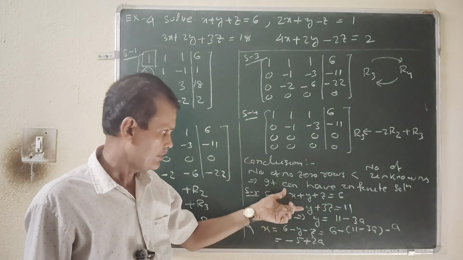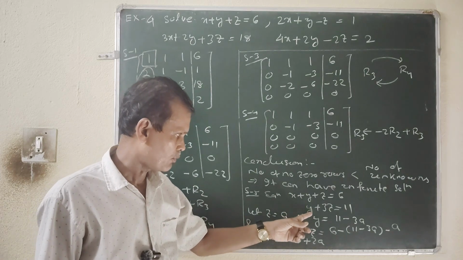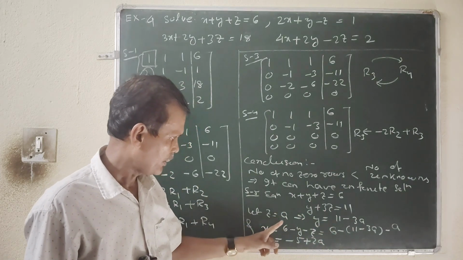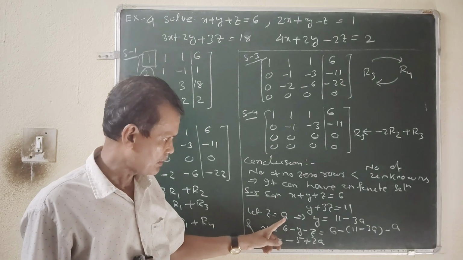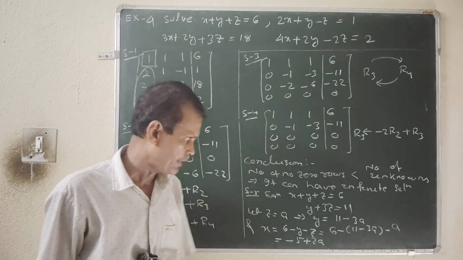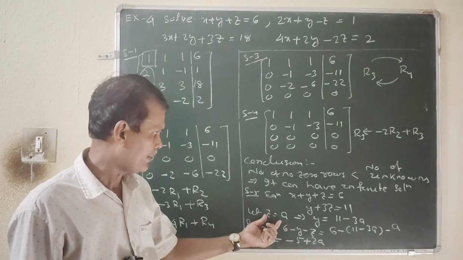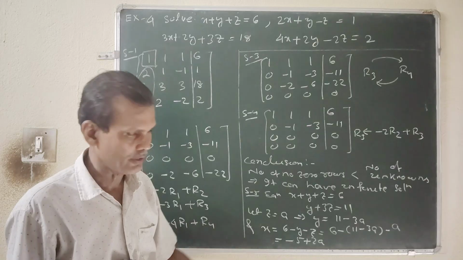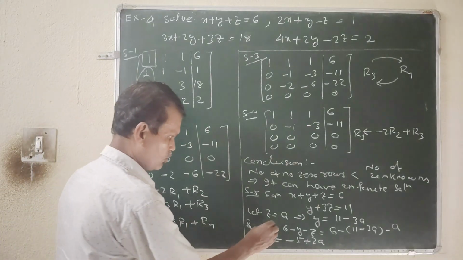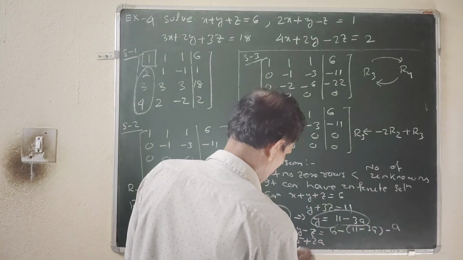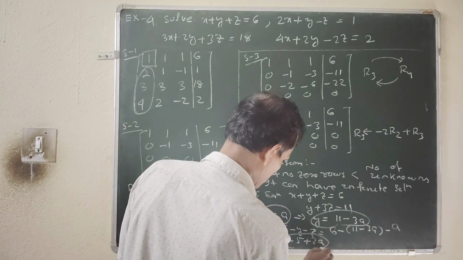And here we consider any one of the variables. Y plus 3z is 11. We consider any one variable as a, say z equal to a. If we substitute z equal to a, then y gives 11 minus 3a. We get y and z in terms of a. Then putting the values of y and z in the first equation, we get x is equal to minus 5 plus 2a. Now we get the value of z as a, value of y as 11 minus 3a, and value of x as minus 5 plus 2a.